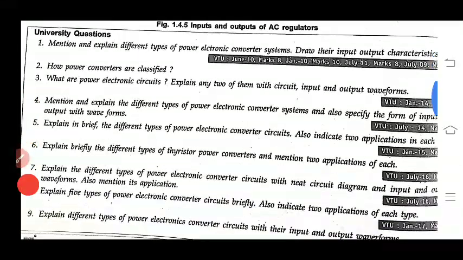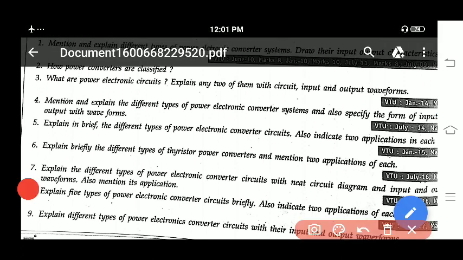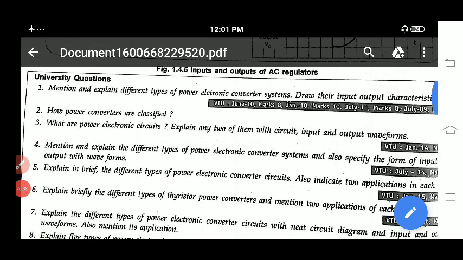So here we will see what are the university questions we will get from this section. Mention and explain different types of power electronic converters. Draw their input output characteristics. Total how many types are there? Total 5 types are there.